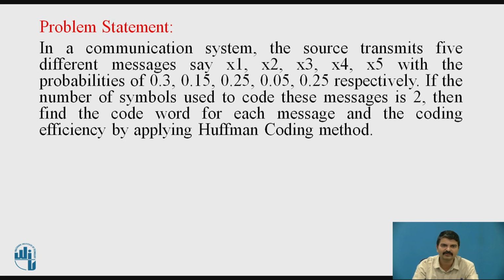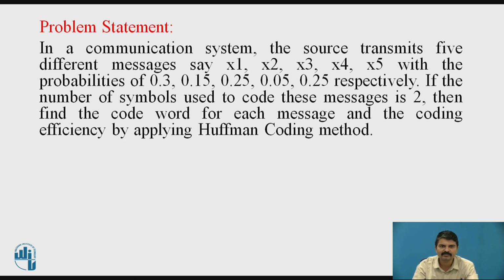So you can read here the problem. In the particular communication system, the source transmits 5 different messages, say x1, x2, x3, x4 and x5 with their respective probabilities of 0.3, 0.15, 0.05, 0.25 and 0.25 respectively. If the number of symbols used to code the messages is 2, then find the code word for each message and the coding efficiency with the help of applying Huffman coding method.